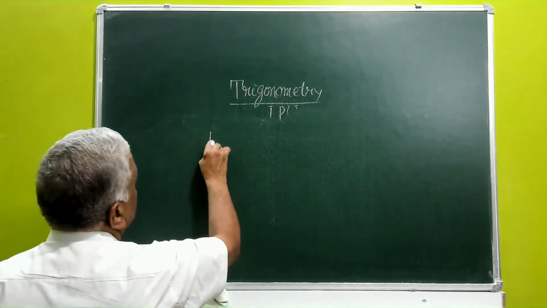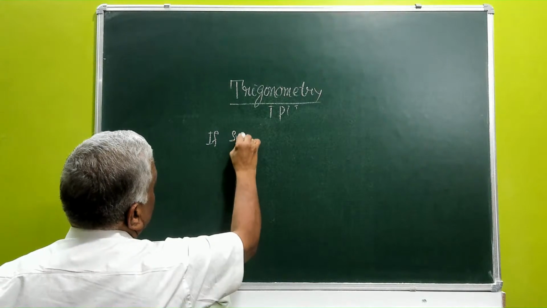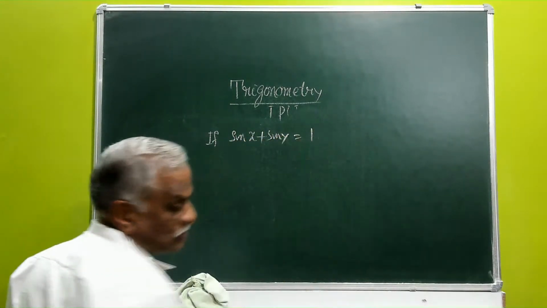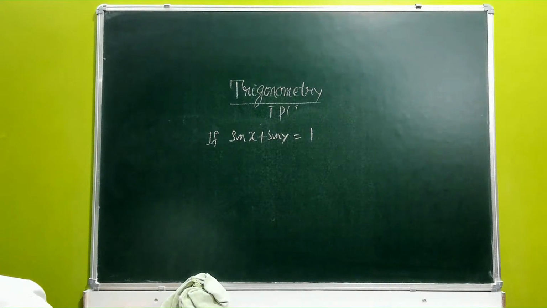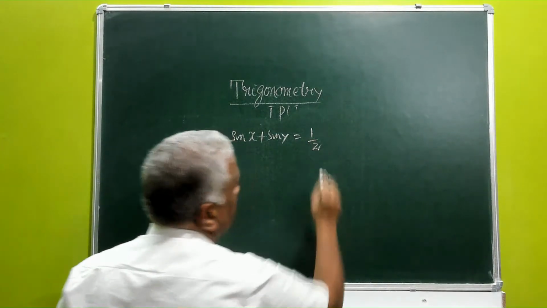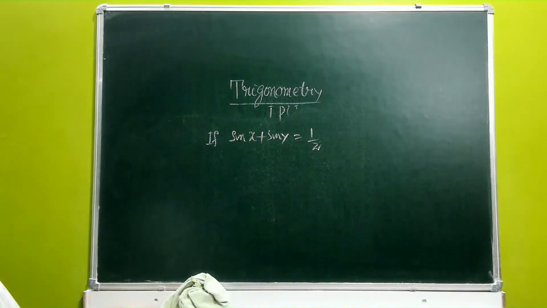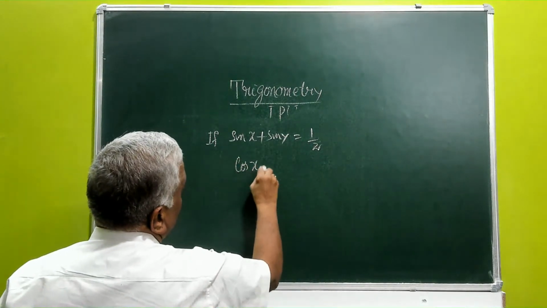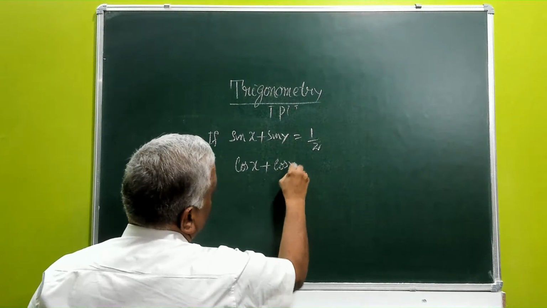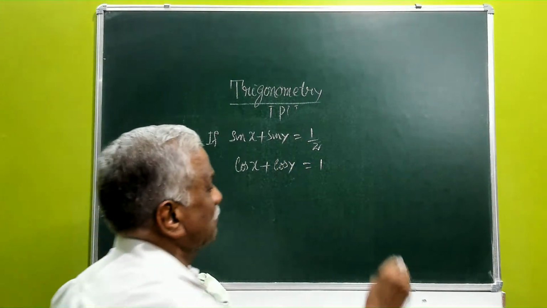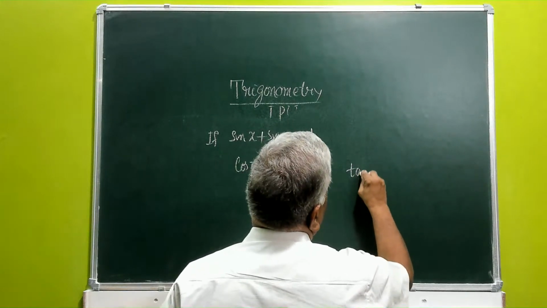If sin x plus sin y equals 1 and 1 by 2, cos x plus cos y is 1, find the value of tan of x plus y. Very interesting problem.